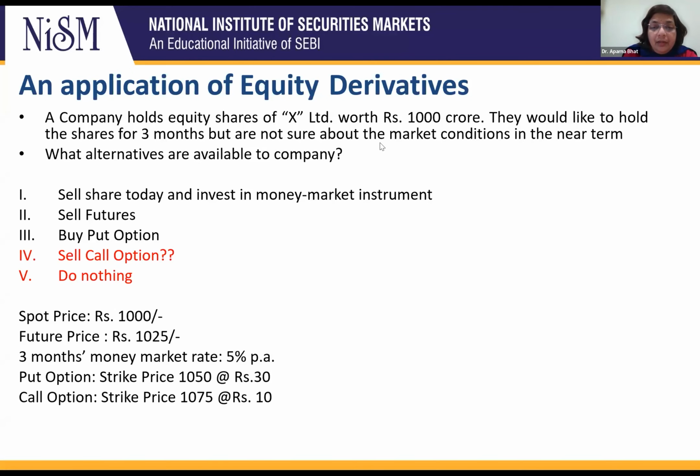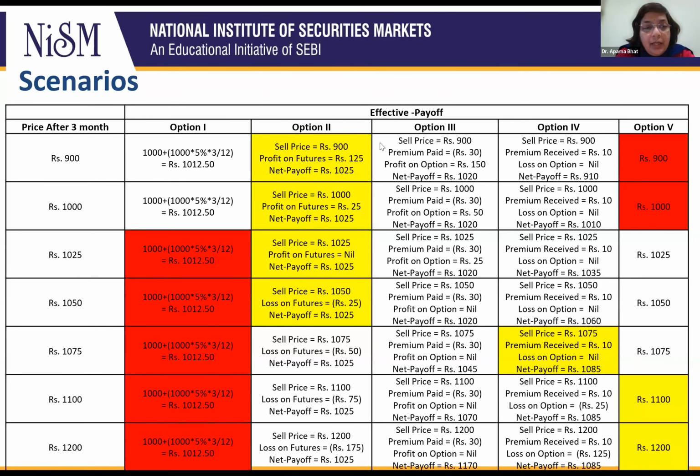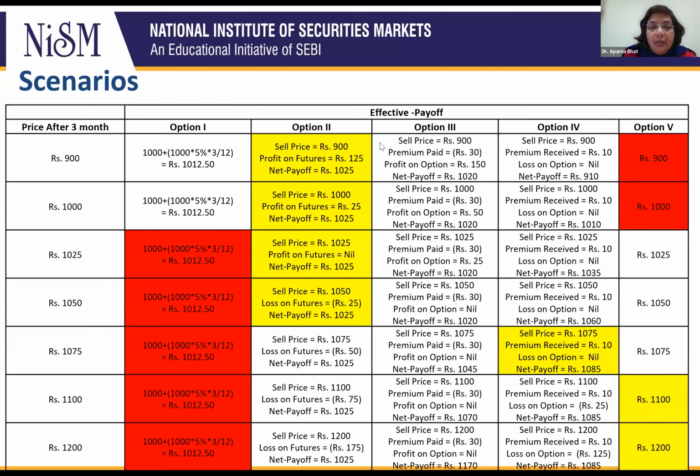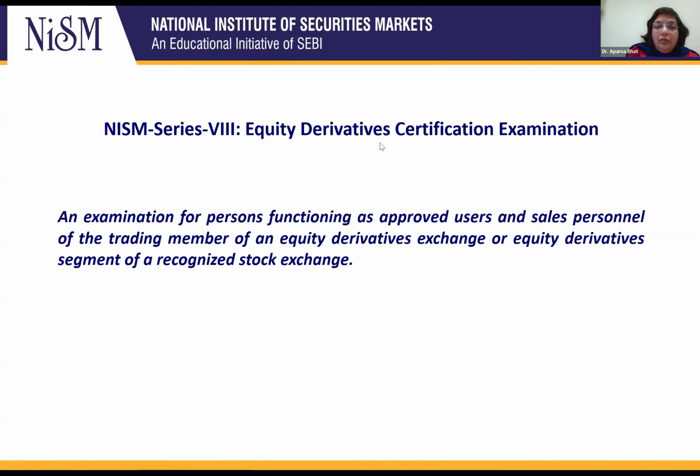Okay. And this table just shows that suppose after 3 months, the stock price is 900, or 1000, or 1025, then what will be the result of all these alternatives, right? What is the payoff from these alternatives? So it just shows what will be the payoff under different scenarios. So that is just to show how different types of derivatives can be used in a particular situation. Okay. So that is about the importance of derivatives and everything.